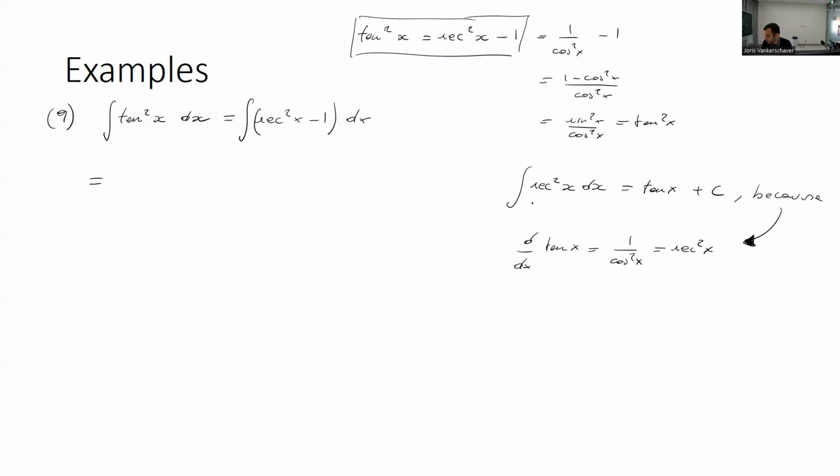So you see, it's maybe not something that you would think of right away, but if you remember what the derivatives are of the 6 elementary trigonometric functions, then you can also recognize their integrals again. And so what we get for the integral is the integral of secant squared minus the integral of the constant function 1, x. Now we can combine these two results, we get tan x minus x plus a constant.